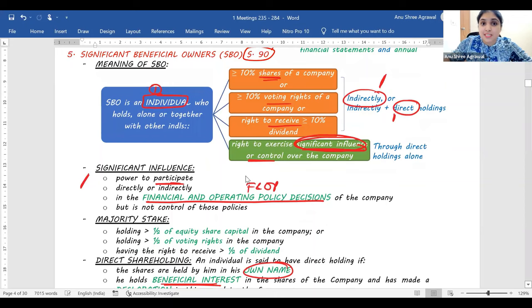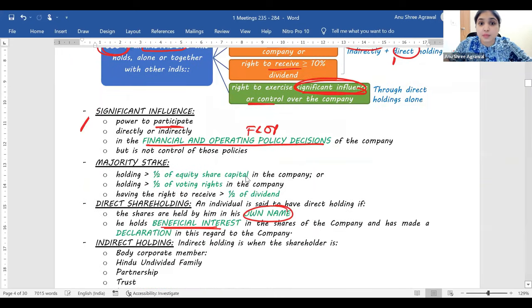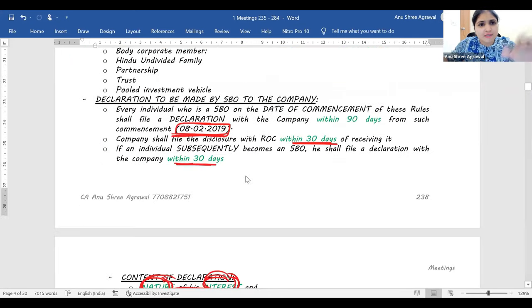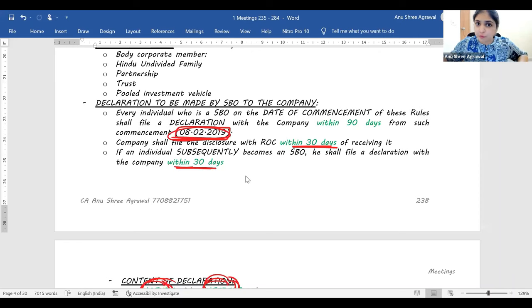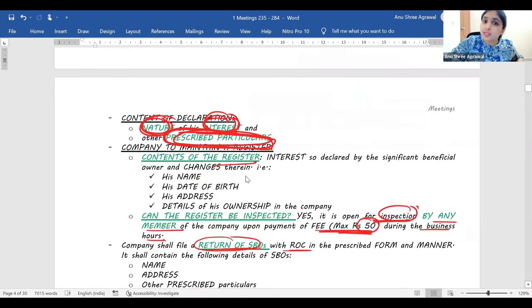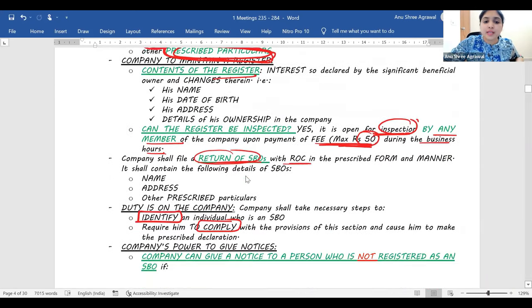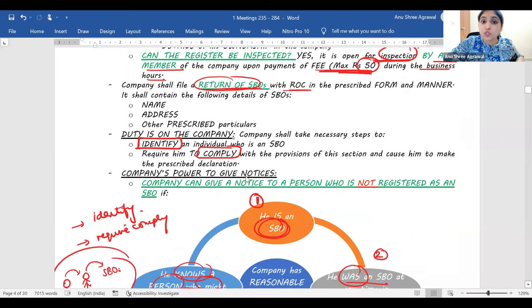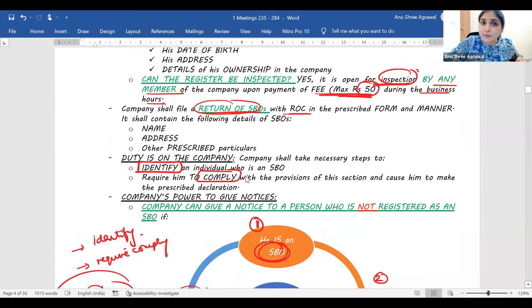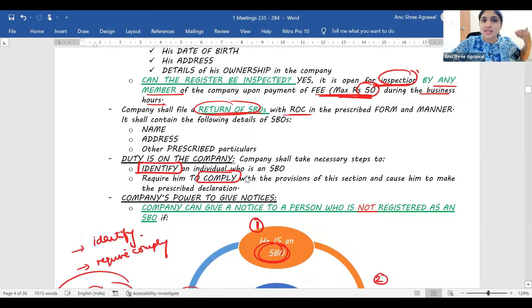Then we said, if I'm an SBO, I'm supposed to file a declaration and inform the company about it. If I'm an SBO on 8th February itself, I will inform the company within 90 days. If I become an SBO only after 8th February, then I will inform the company within 30 days. The company will file a return and inform the ROC within the next 30 days. Then we learned that if any shareholder wants to inspect the register of SBOs, he can inspect it. But for inspection also, we can charge a fee from him, maximum 50 rupees.